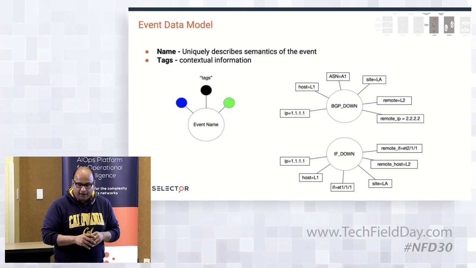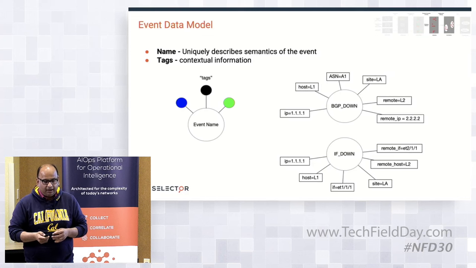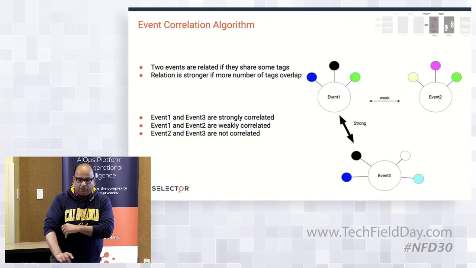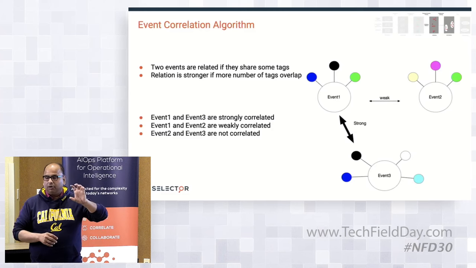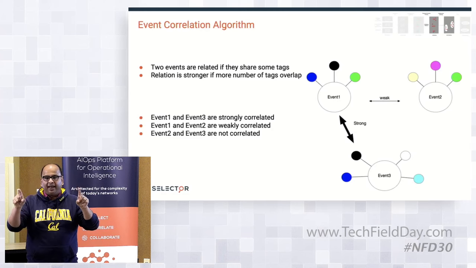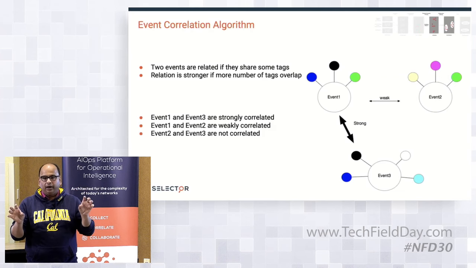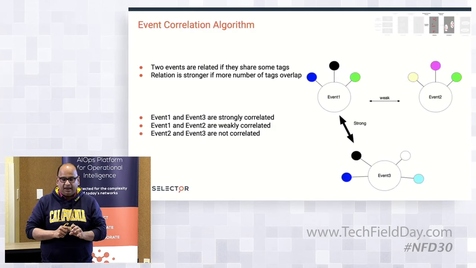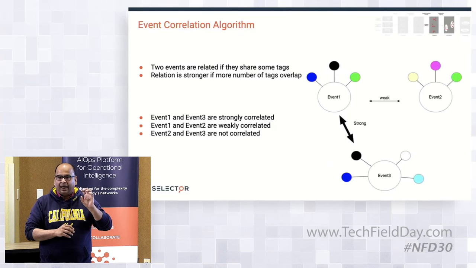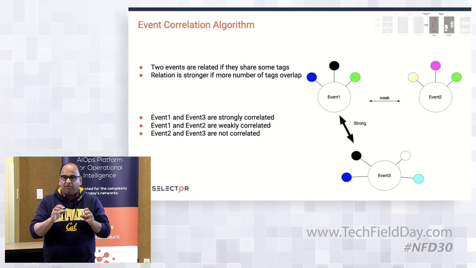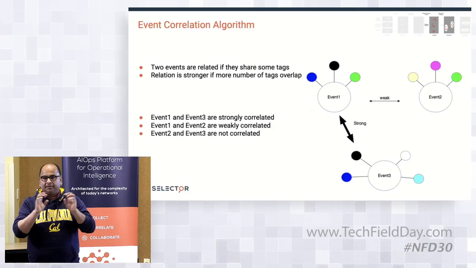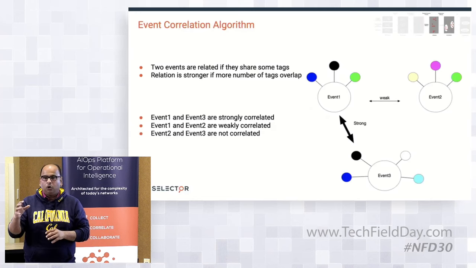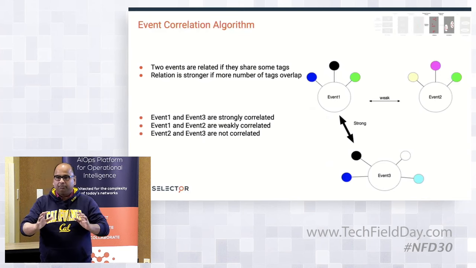So once we know what an event model looks like, how does the correlation work? Think of correlation as, if I have an event with a certain number of tags, the more tag values that match between two events, the more they are correlated. In this example, if I look at event 1 and event 3, there are two matching tags, the blue tag and the black tag. They're strongly correlated. Event one and event two are weakly correlated because only one tag is matching, green. And event three and event two are not correlated at all because there are no tags matching. This is the core algorithm.